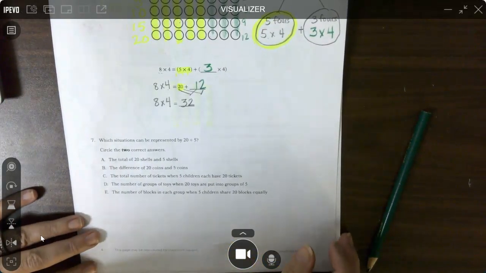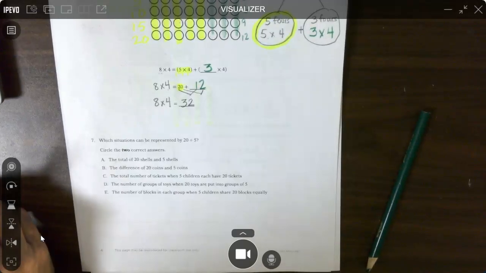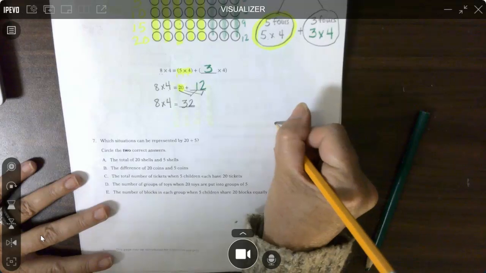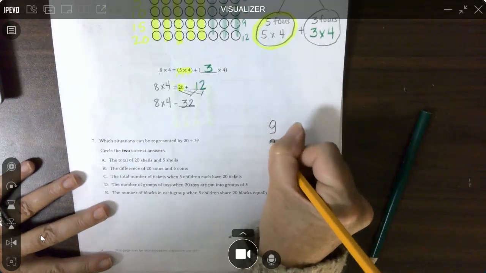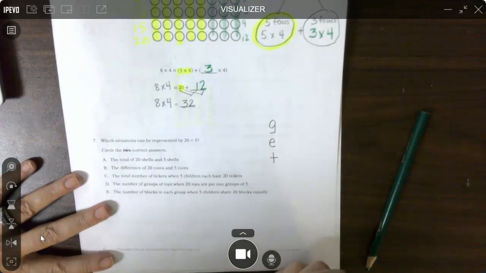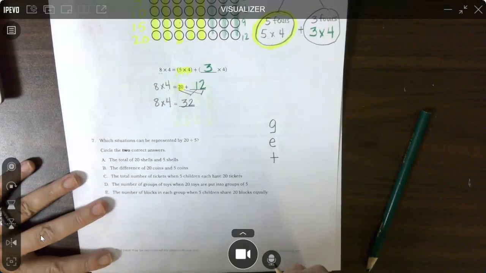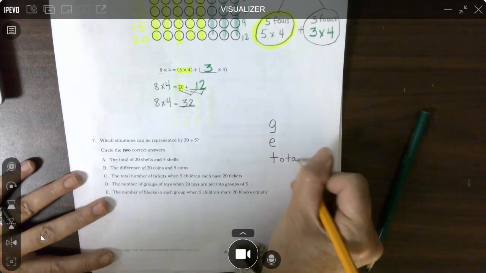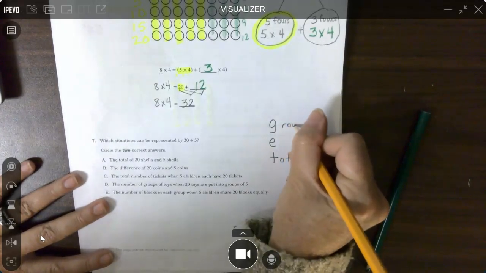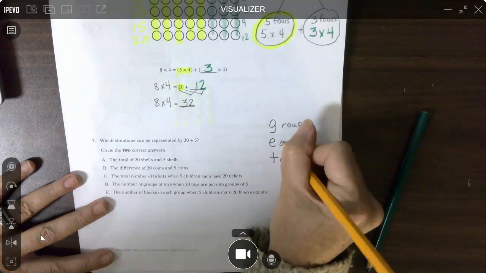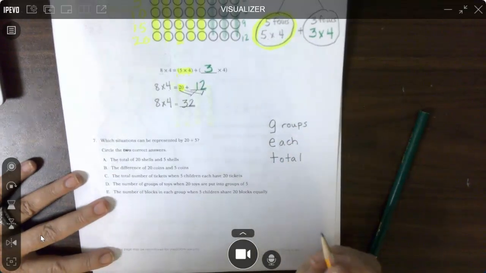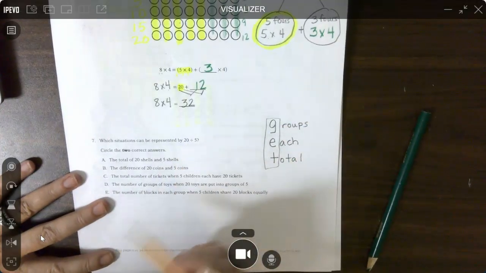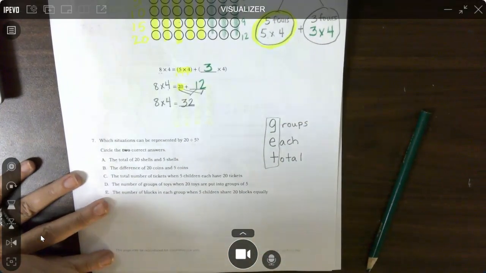Number 7. Which situations can be represented by 20 divided by 5? I would encourage students to remind themselves of the things we have in division and multiplication. So in division, I have a total, I have groups, and I have how many are in each group. I always say you have to get these things in order to divide. You have to get these things in order to multiply.